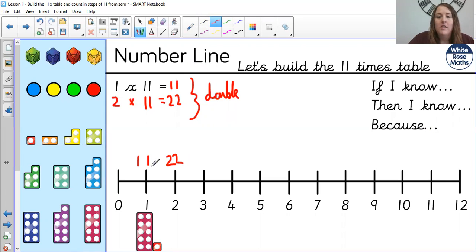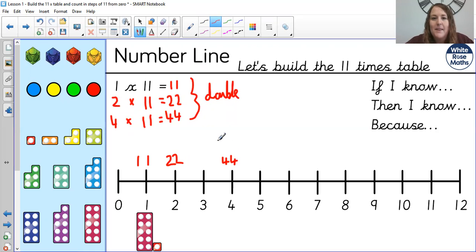If I know 2 times 11 is 22, then I know 4 times 11. And remembering those jumps we're doing, we're not just going 1, 2, 3, 4, 5. It's what we can spot with those patterns. So if I know 2 times 11 is 22, I know 4 times 11 is 44 because I double. So still in my red pen, I'm going to add my 44 over here.